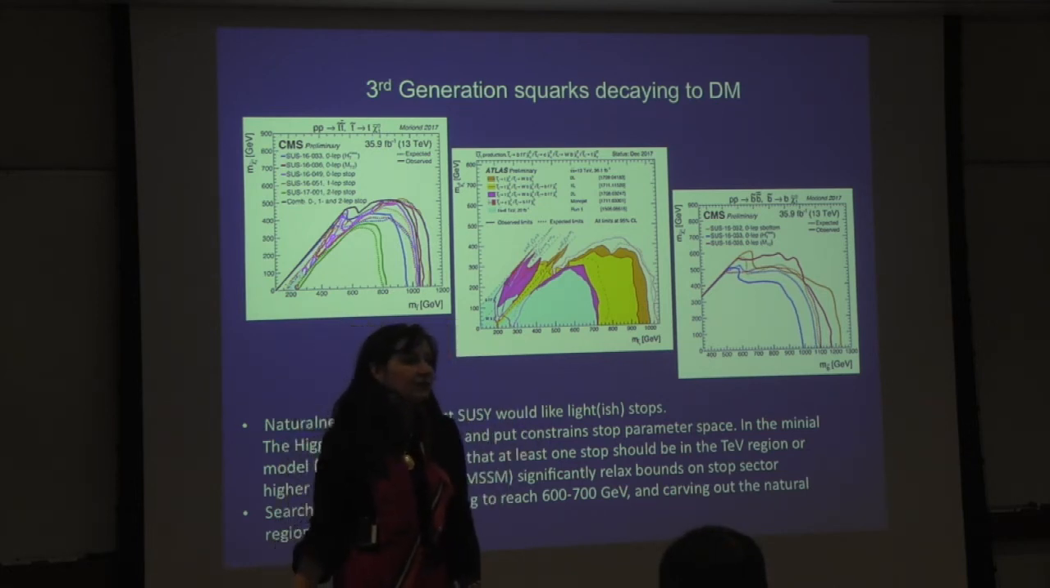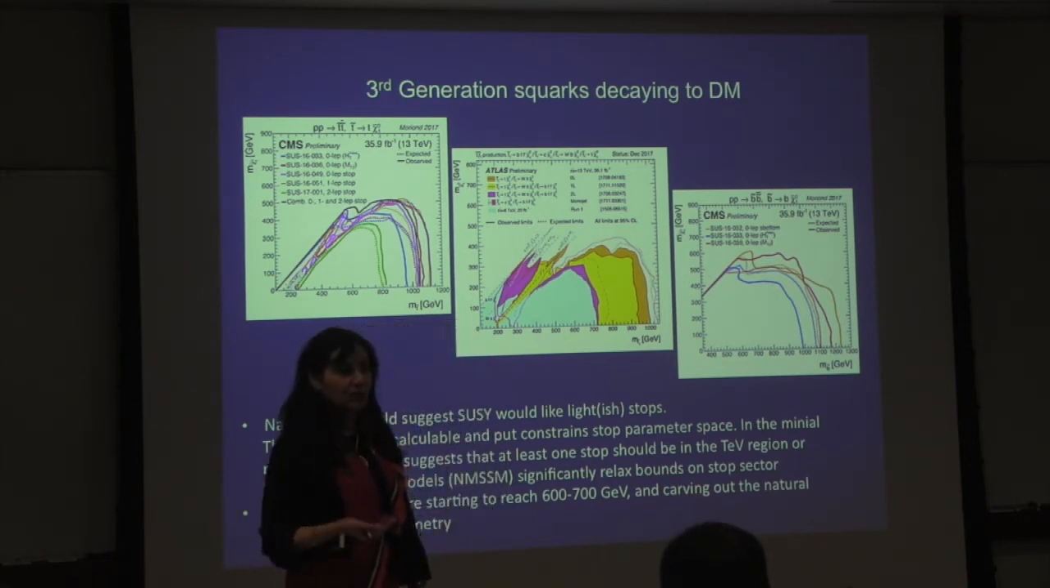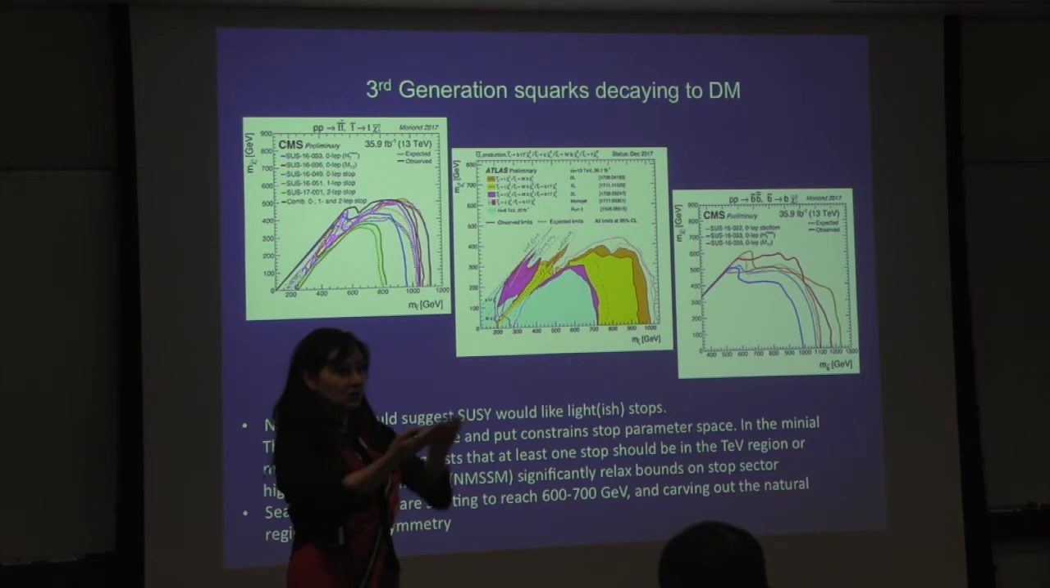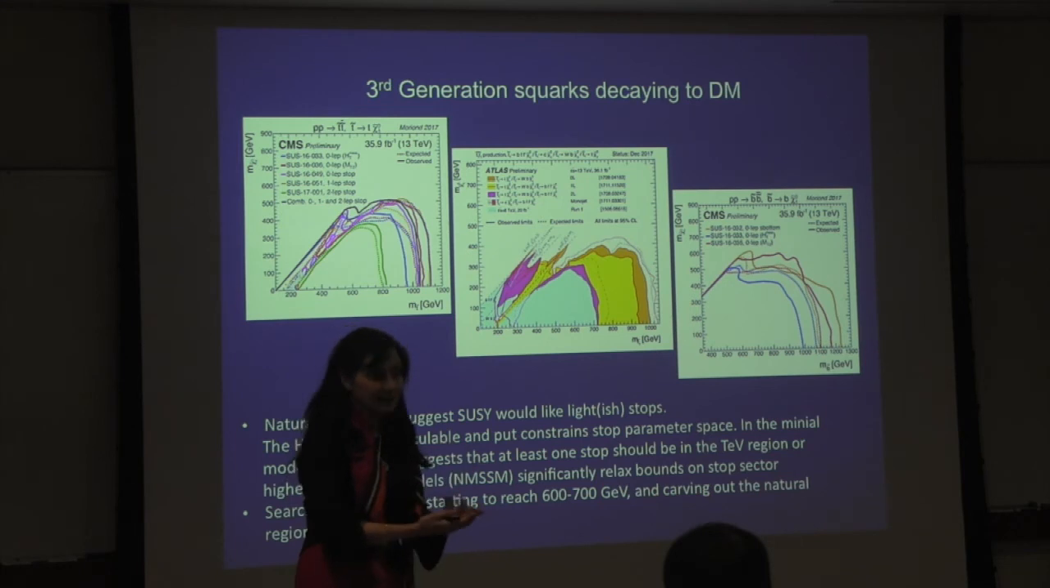So you need radiative corrections from the top quark and the stops, the ones that couple most strongly to the Higgs, in order to elevate the Higgs mass to 125 GeV. And the fact that the Higgs mass is 125 GeV means that at least one of the stops has to be sufficiently heavy to give sufficiently big radiative corrections to generate that mass.